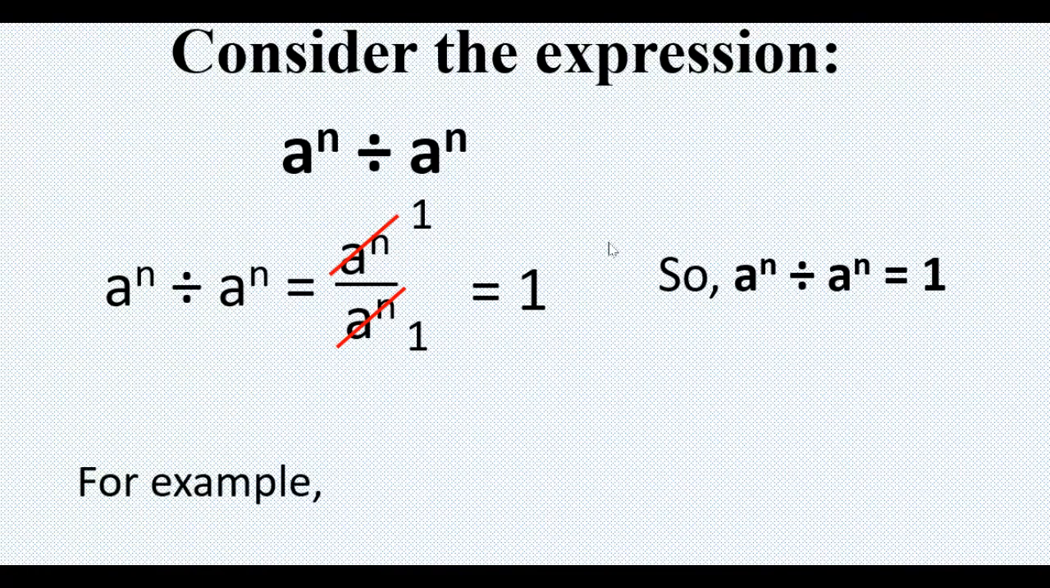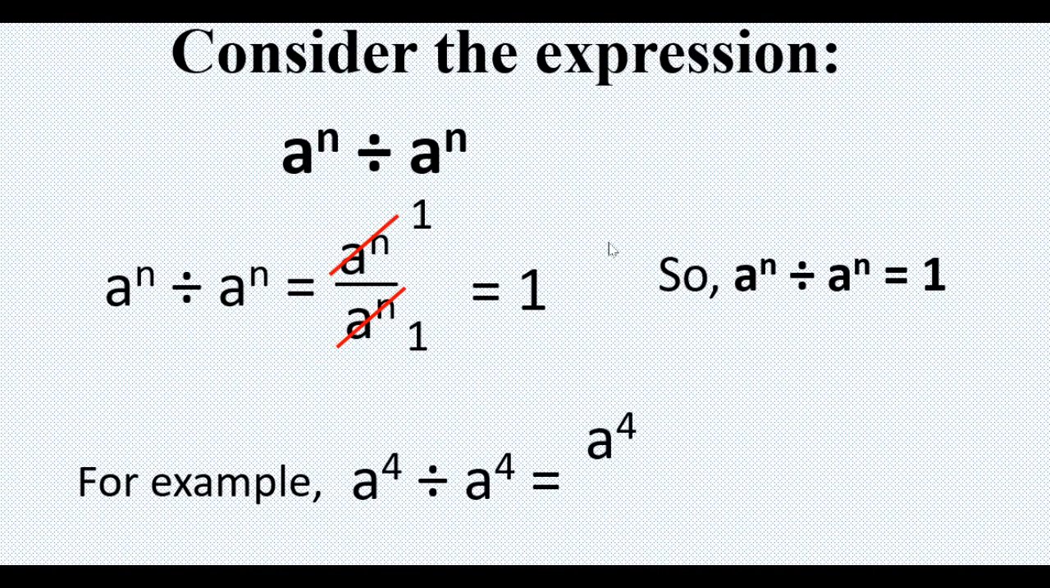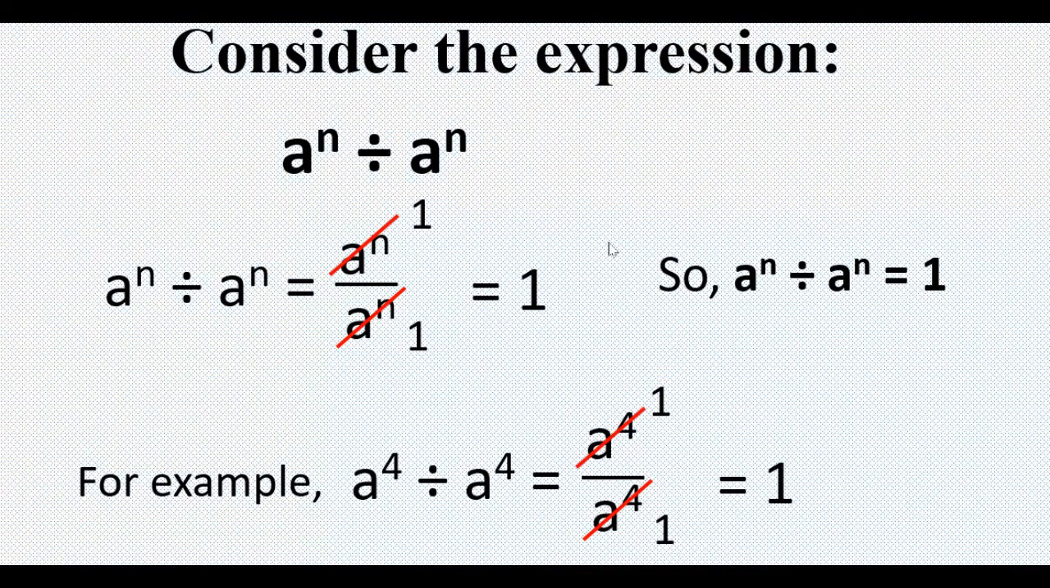For example, a raised to power 4 divided by a raised to 4 gives us a power 4 all over a power 4. Since the numerator and the denominator are the same, we can cancel the numerator to give us 1 and the denominator to give us 1, and therefore the expression simplifies to 1.